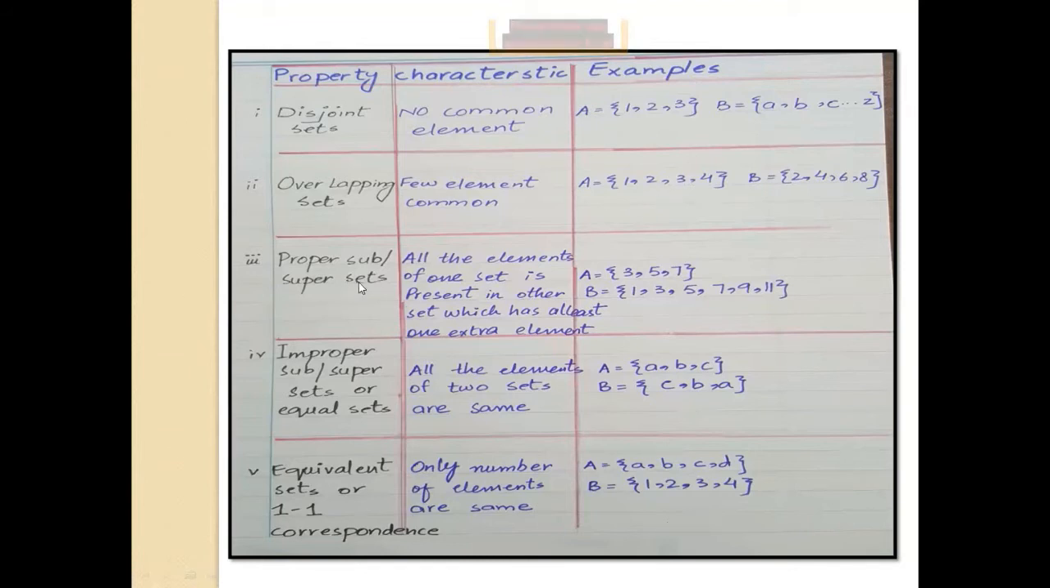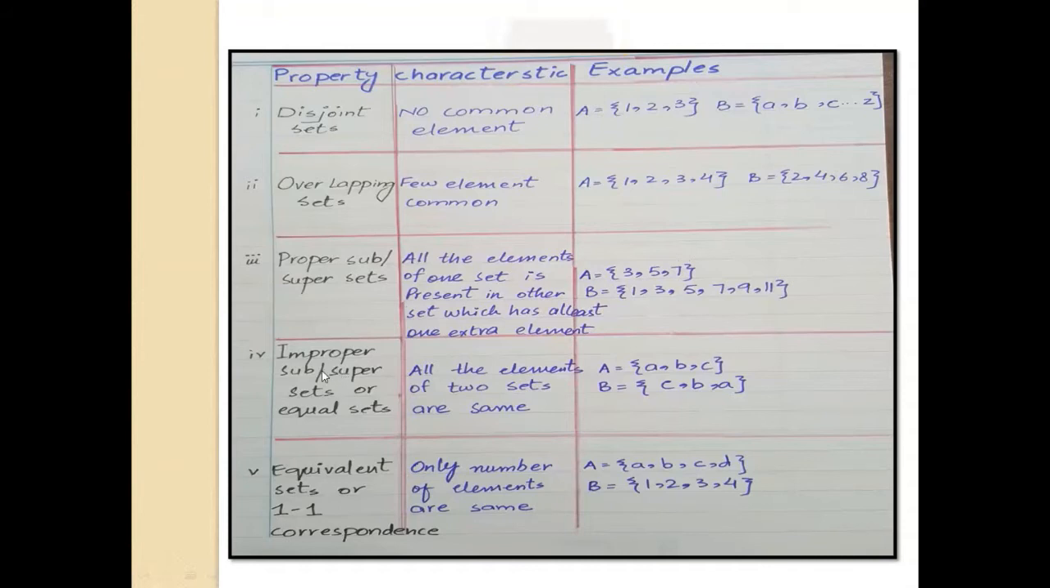Now proper subset and superset. All the elements of one set are present in the other set, which has at least one extra element. Here set A is 3, 5, 7 and set B is 1, 3, 5, 7, 9. So 3, 5, 7, set A, is completely present in set B. So set B is called the superset and A is the subset.